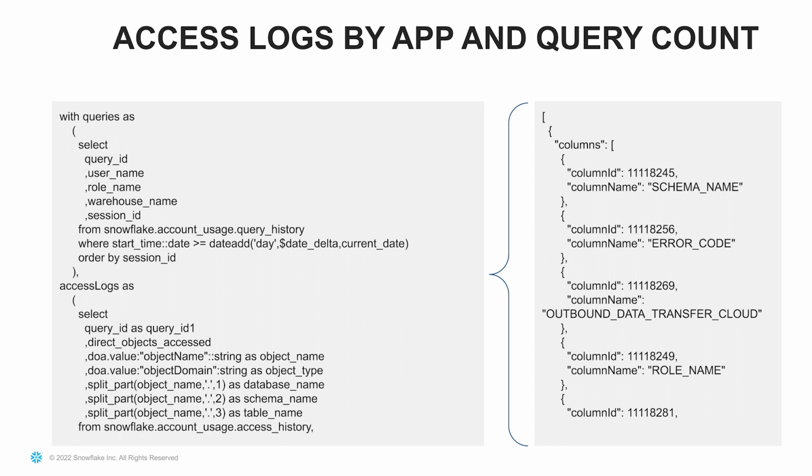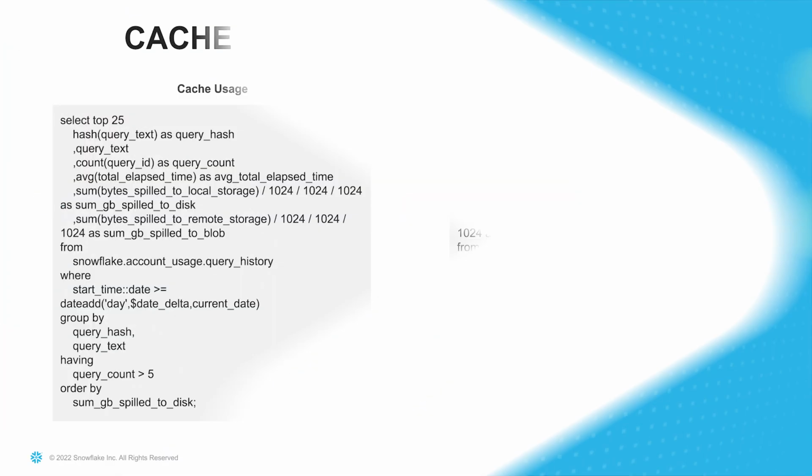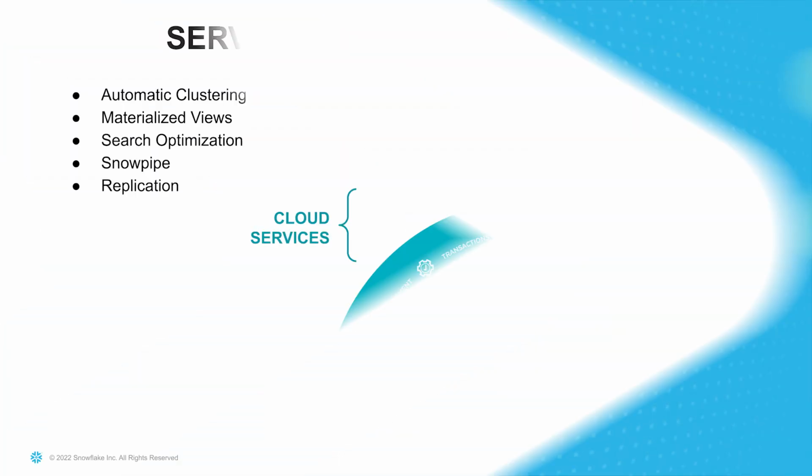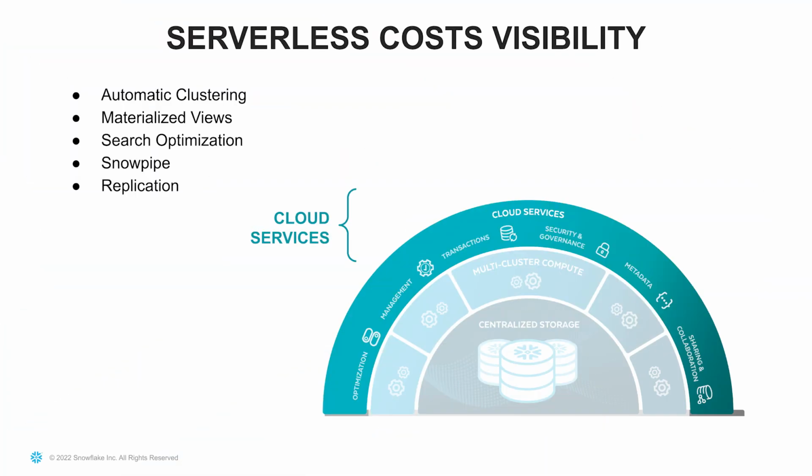And I maybe want to see access logs so I can look at who's accessing by which app and what query count that they have. These are things you can do in Snowflake that I'm really excited to show you. We can also look at the cache usage in some of our warehouses. Also look, hey, who's doing full table scans? Let's go catch those people and tell them, hey, no more full table scans. And also, I want to give you serverless cost visibility to your automatic clustering, your materialized view refreshes, your search optimization, your Snowpipes, and your replication costs.